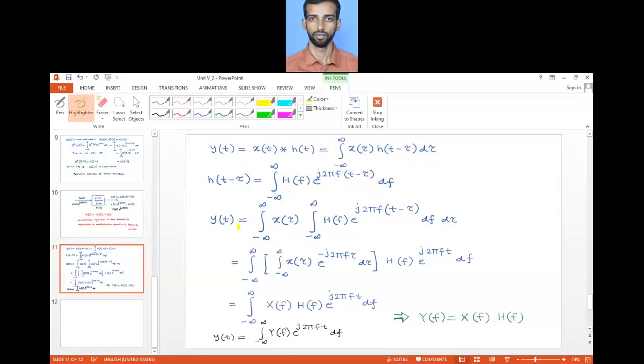From that we can simply substitute the value of h of t minus tau in this expression. This gives rise to this one, and then with some simple modification, the integral of x of tau e to the power minus j 2πf tau d tau will give us x of f, and the rest is untouched: h of f e to the power j 2πft df. So this is x of f, this is h of f, then e to the power j 2πft df. And we know that y of t is the integral from minus infinity to plus infinity of y of f e to the power j 2πft df. Both of them are equivalent. Therefore, y of f is equal to x of f multiplied with h of f.